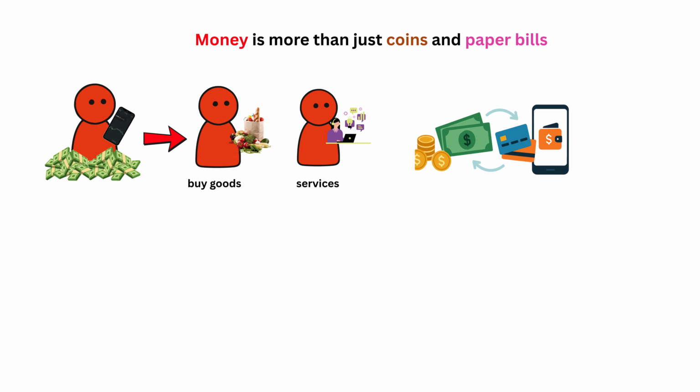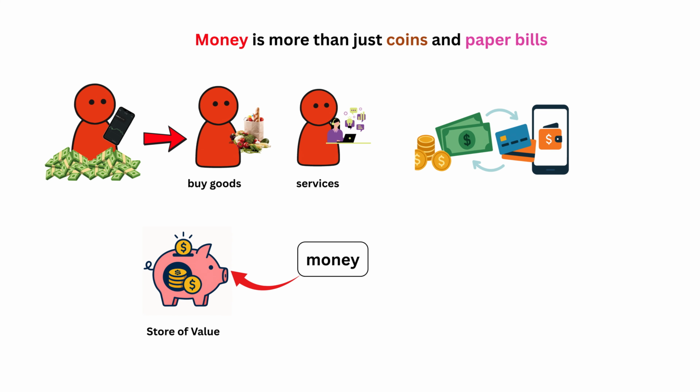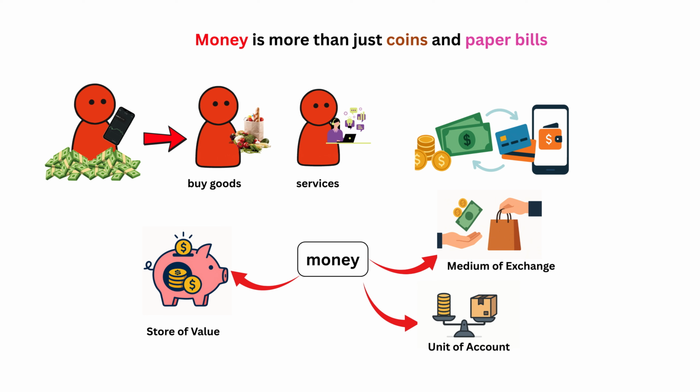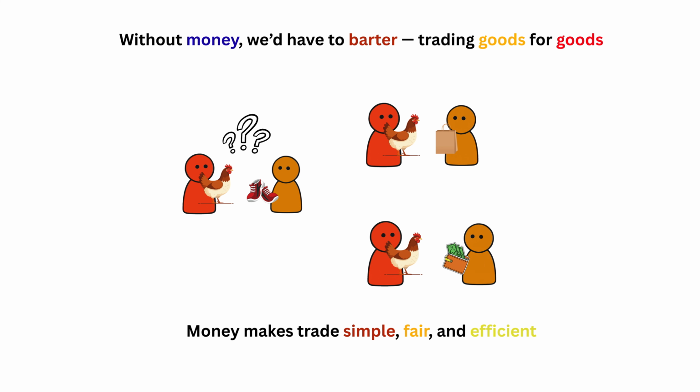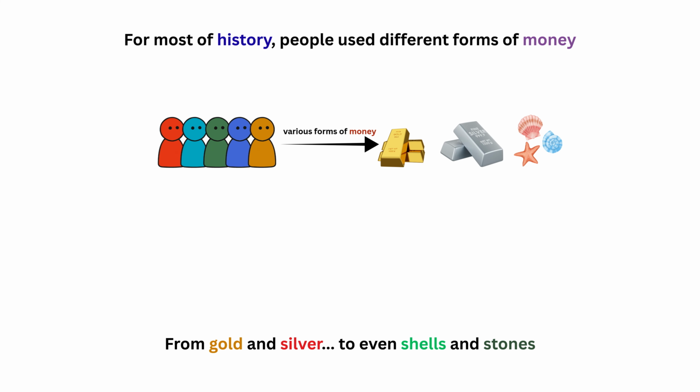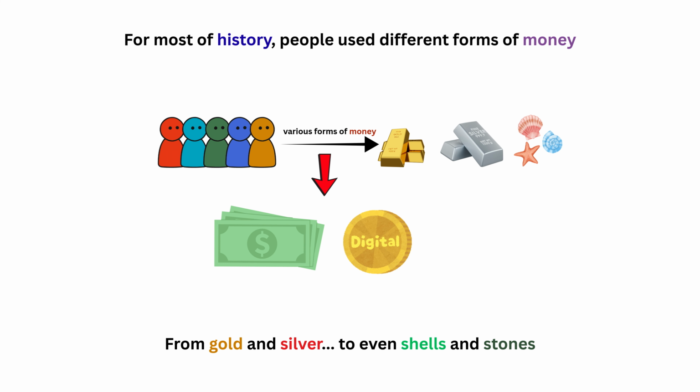It's much more than just coins and paper bills. Money serves as a store of value, a medium of exchange, and a unit of account. In simpler terms, money allows us to measure the value of things and exchange them without having to barter, which would be pretty inconvenient. For most of history, people used various forms of money, like gold, silver, or shells, but now we mostly use paper or digital currency.